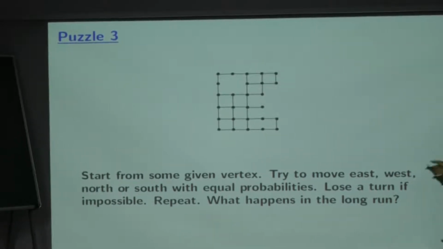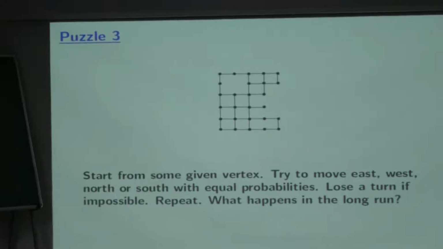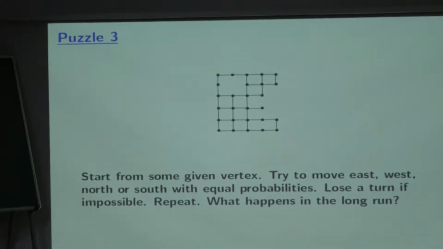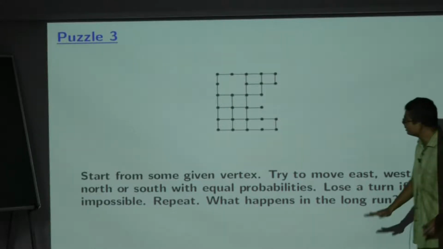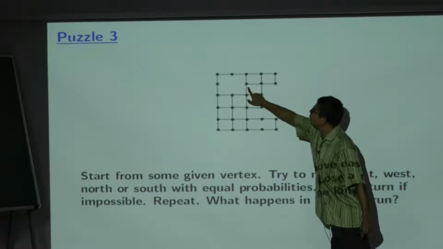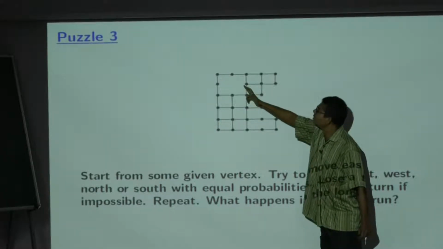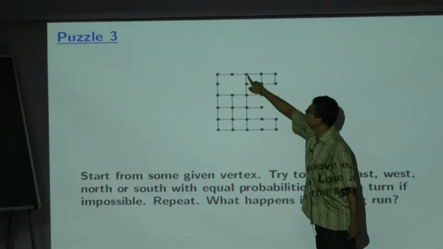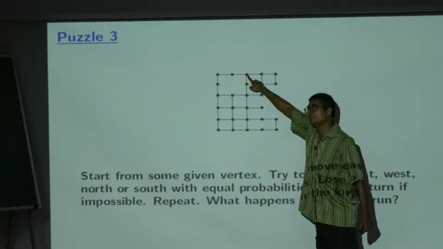Again, the same idea. You start from any given vertex, some fixed vertex. Now, try to move east, west, north, or south with equal probabilities. So I have got 4 directions. Pick one of the 4 directions at random, probability 1/4 each. Suppose I am standing here. I pick one of the 4 directions. Suppose the direction that I pick happens to be, say, north. Okay, I move north. Now again, I pick one of the 4 directions. Suppose I again pick north.